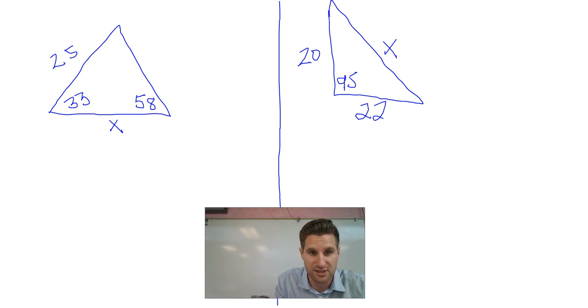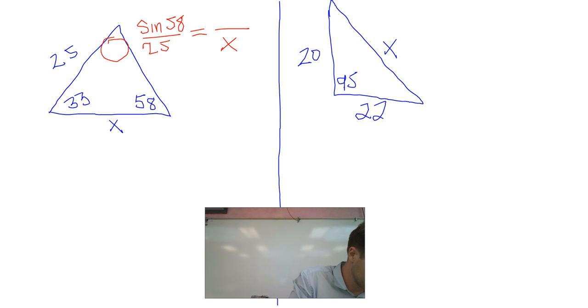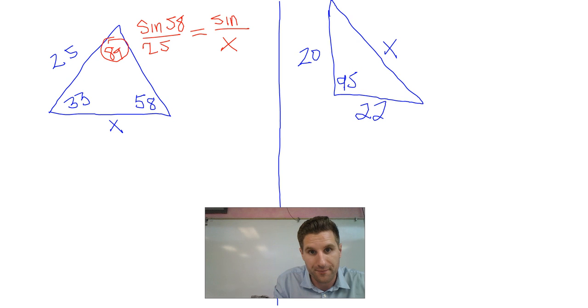Okay, so you need the opposites. Here we have a set of opposites, so we can do the sine of 58 over 25 equals, now I need x, and I need this angle right here. I don't have that angle, but I can find it, because 33 plus 58 is 91. We can subtract that from 180, and we get 89. So this is 89 degrees, so we can take the sine of 89. Okay, so law of sines works. We're going to use law of sines here.